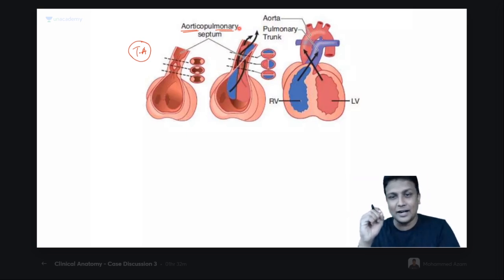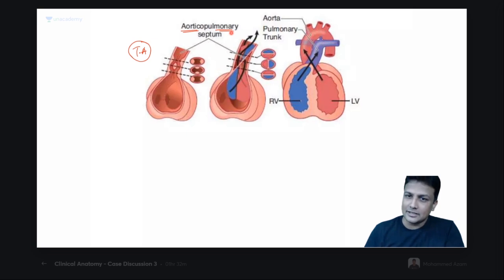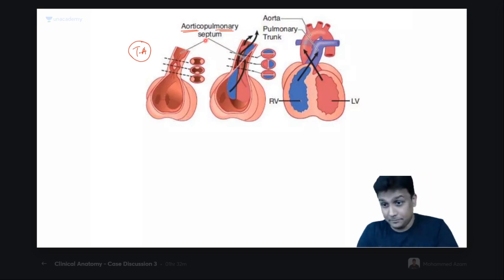AP septum, aorticopulmonary septum. But aasan sa naam hai, it's an easy name. Remember the other name of that septum, it is also known as spiral septum. Now, sir, what is the reason? Why is it known as spiral septum? इसको spiral septum क्यों कहा जाता है? Yes. What is going to happen here?